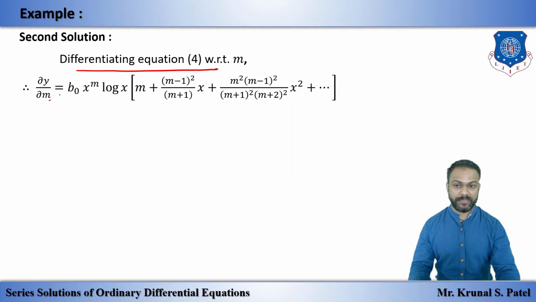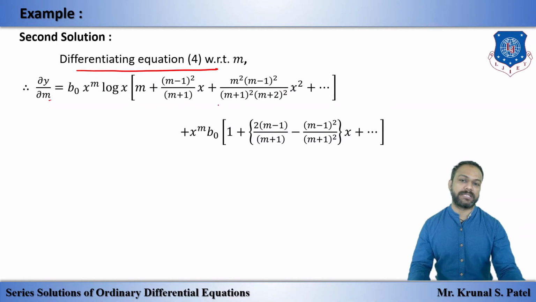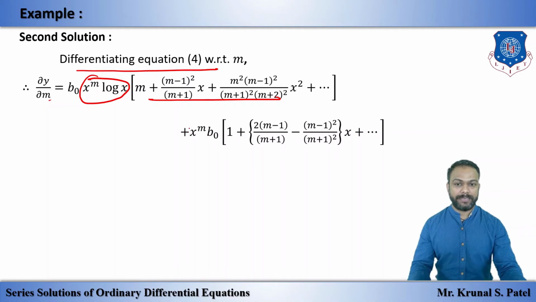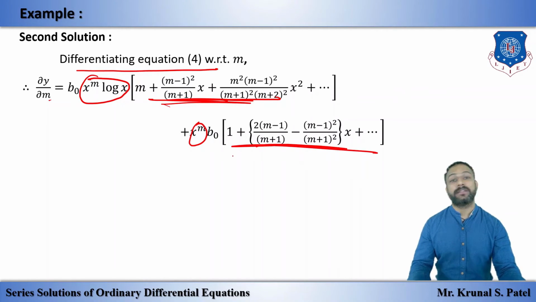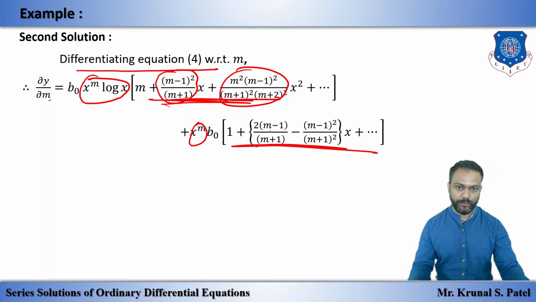Okay, so this is our equation number. This is our differentiation. How do we find this differentiation? This bracket stays as it is, and the differentiation of x to the m is x to the m log x, and this x to the m as it is, and the differentiation of this bracket you have to differentiate by yourself. I'm just giving you a hint here, and all the rest of the terms are neglected because they become zero after putting the value.